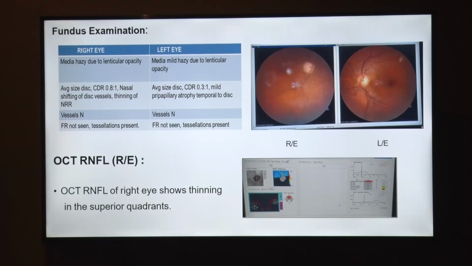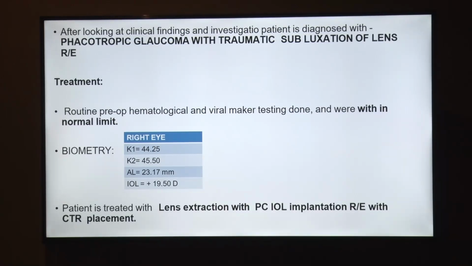So we go for fundus imaging and OCT RNFL, and fundus imaging shows neuroretinal thinning in the superior and inferior quadrant, and there is optic disc pallor in the right eye, and OCT also shows superior neuroretinal thinning in the right eye. So after this we diagnose the case as phacotopic glaucoma in a case of traumatic subluxation of lens.